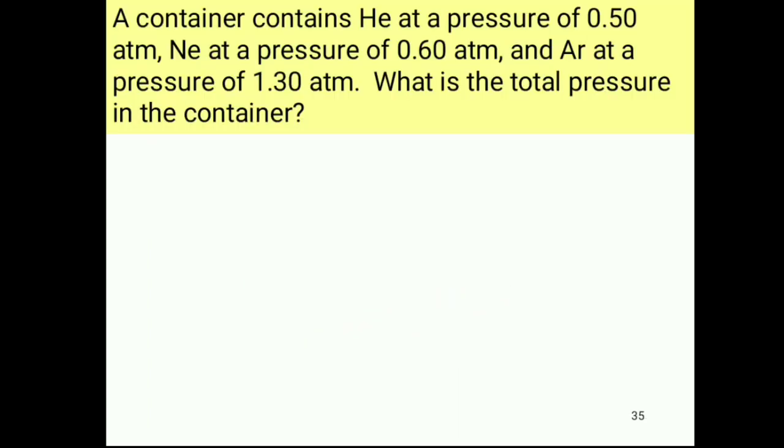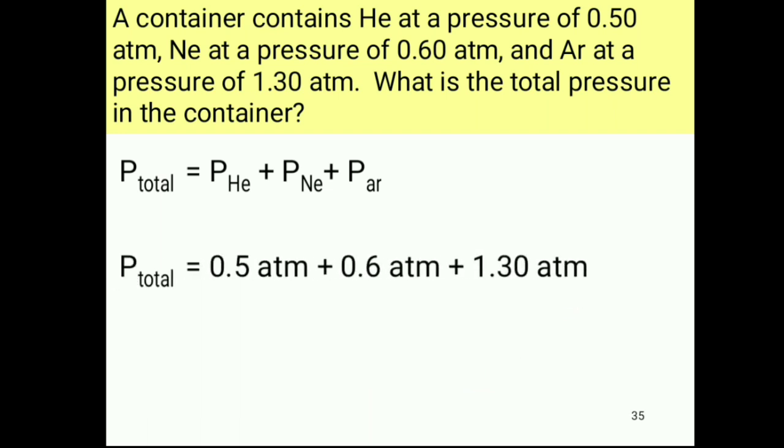A container contains helium at a pressure of 0.50 atm, neon at a pressure of 0.60 atm, and argon at a pressure of 1.30 atm. What is the total pressure in the container? Using the equation, total pressure equals the sum of the three: the partial pressure exerted by helium plus the partial pressure exerted by neon plus the partial pressure exerted by argon. Substituting, we have 0.5 atm plus 0.6 atm plus 1.30 atm. Getting the sum, you will have 2.40 atm.